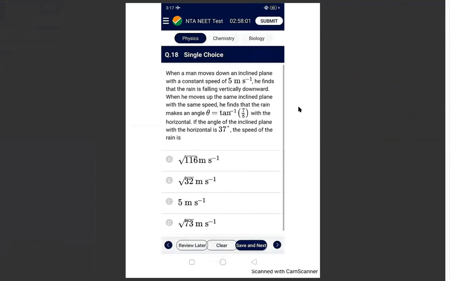Now this is question number 18. 18 is quite a tricky question. Let's do it. A man is moving down on an inclined plane with a constant speed of 5 meter per second. I'm just going to draw two situations here. This is our case 1, when the man is moving down on an inclined plane with a constant speed of 5 meter per second.